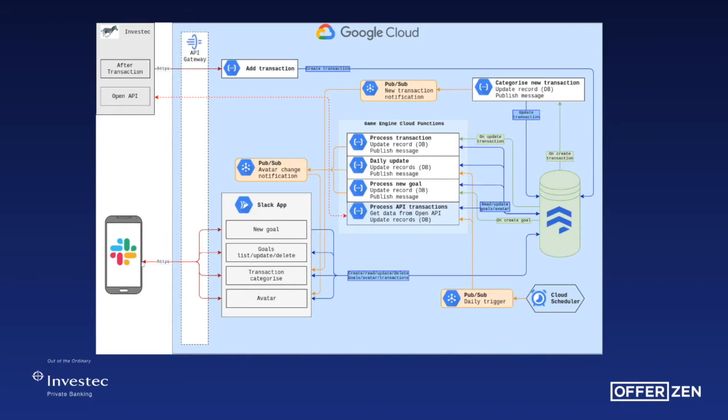So through Slack, you can create new goals, which goes through that whole process. You can list goals or update goals or delete them. Again, it goes through that whole process. Transaction categorize, again, same process. And then for the avatar, you just get a read. So for the avatar, you just request from the avatar collection in Firestore, and then that just sends it back to you.